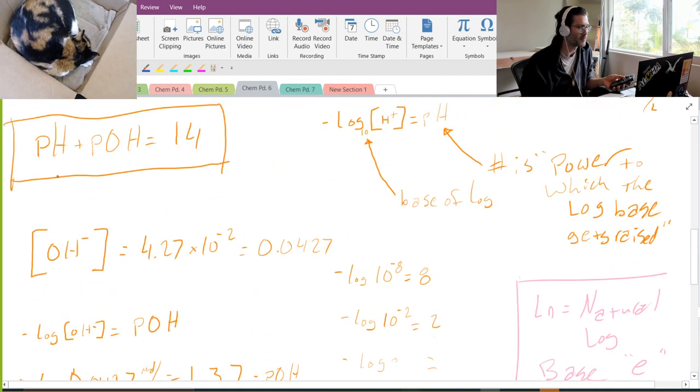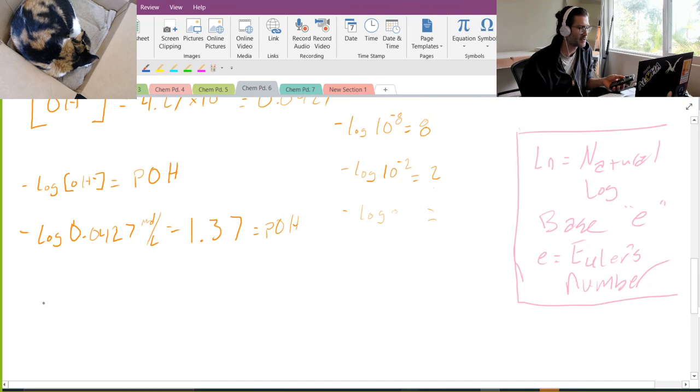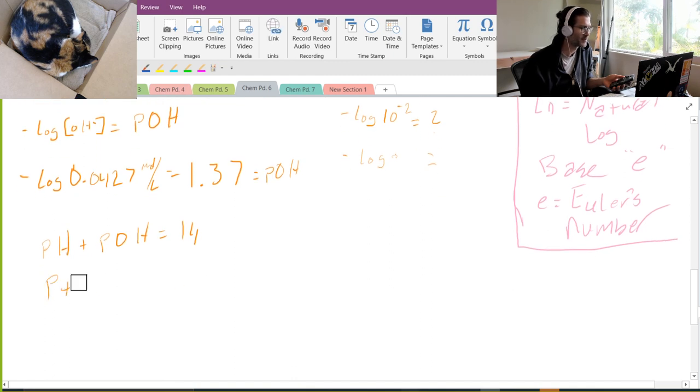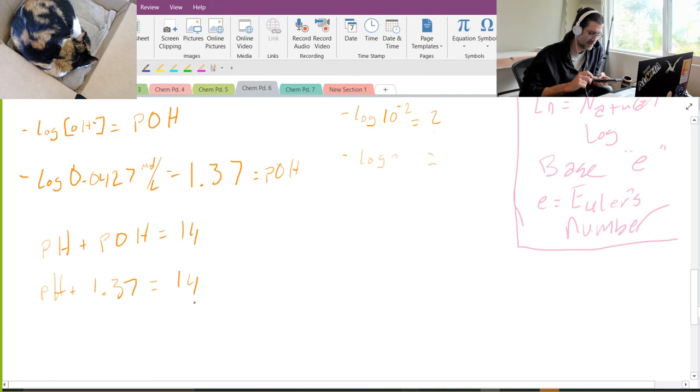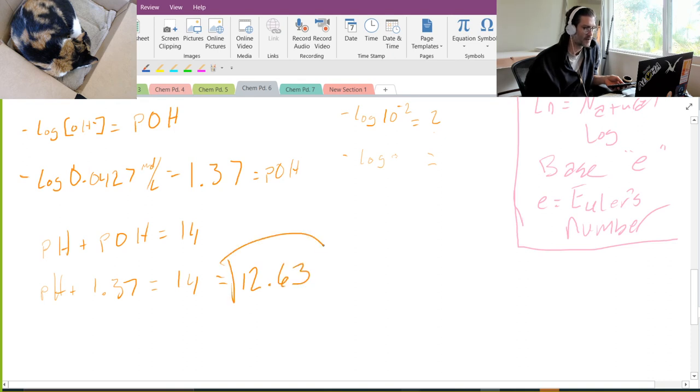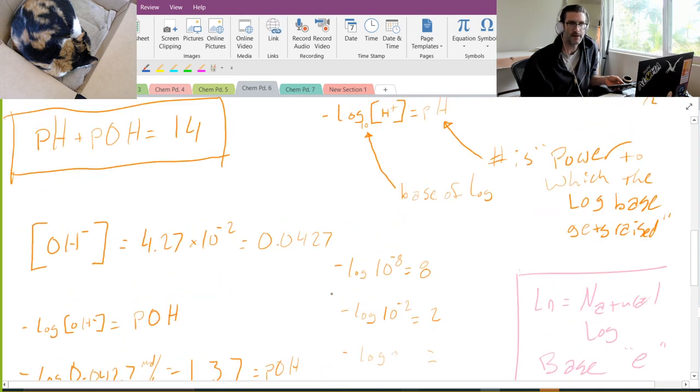Up here, remember, pH plus pOH equals 14. pOH is 1.37. pH plus 1.37 equals 14. So my pH is going to be 14 minus 1.37, which is 12.63. 12.63 is the pH. Is that kind of clear?